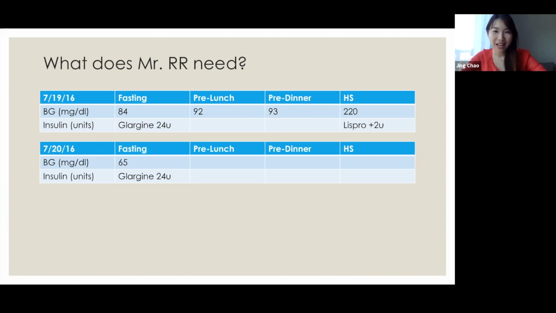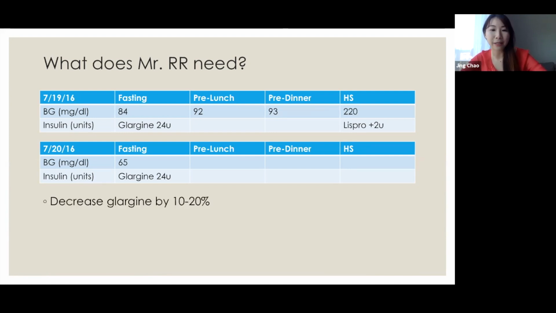What would you do? So this is the perfect and simple example of showing you that this patient needs multiple daily injection. What you should do is you dial down the basal insulin by 10 to 20% to allow room for the addition of nutritional insulin. The only time that Mr. R has demonstrated needing the nutritional insulin is with dinner, because his blood sugar rose significantly after dinner.